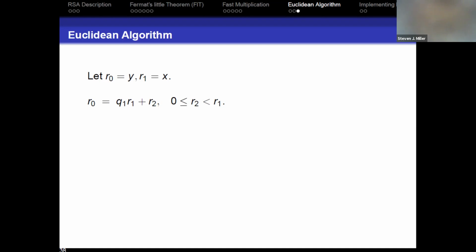And now we just keep repeating, lather, rinse, repeat. I now write R1 as Q2 R2 plus R3, where the remainder R3 is strictly less than R2. Is it possible for this process to continue indefinitely? No. Can you give me an upper bound on how long it could take to finish? Yeah, basically R1. Worst case scenario, every time we apply this, it goes down by 1.